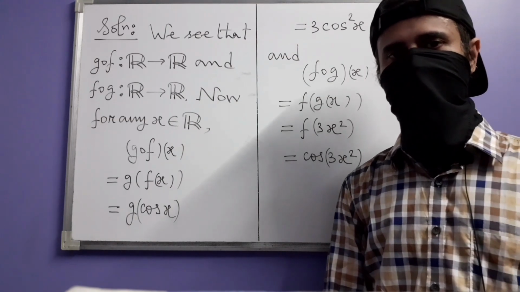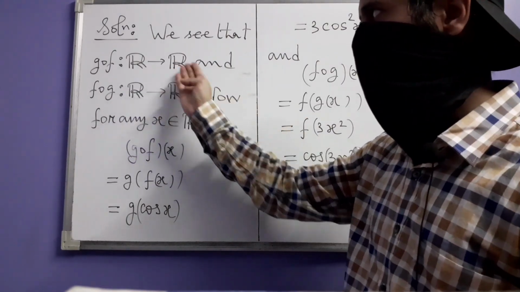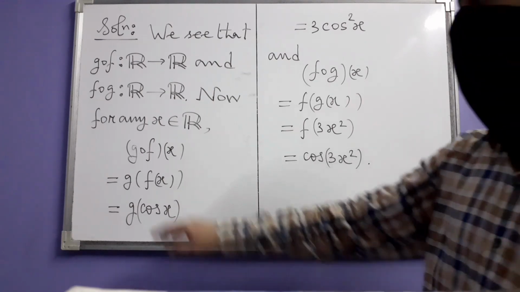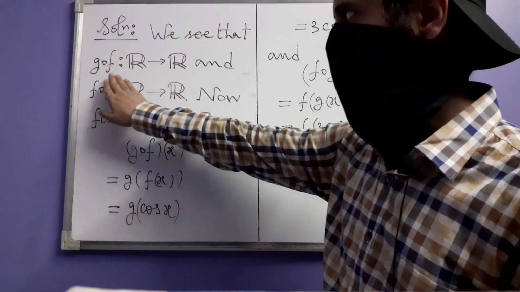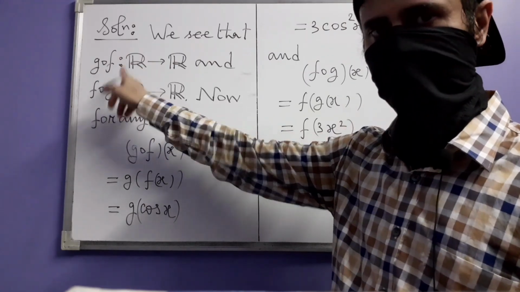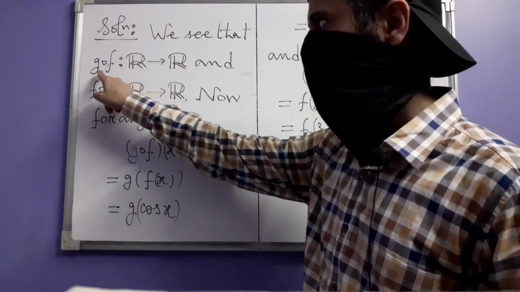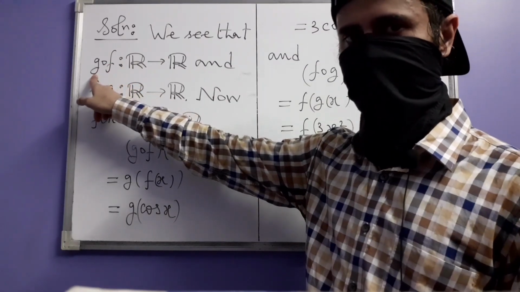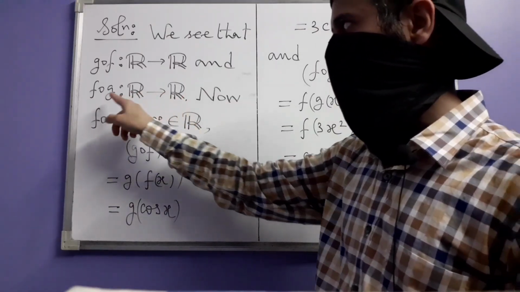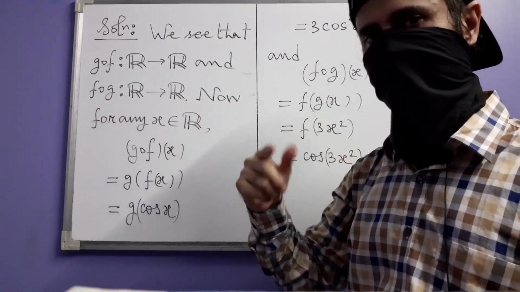So the first thing we see about these compositions is that both of them map R into R, and that is pretty easy to see. What should be the domain of this composition g circle f? By definition it is the domain of f, which is R, and the codomain of this composition should be equal to the codomain of g, that is also R. And similarly the domain and codomain of f circle g are also both equal to R.